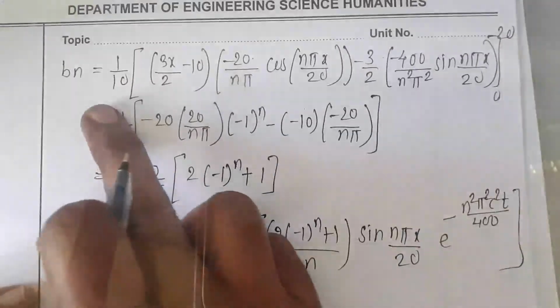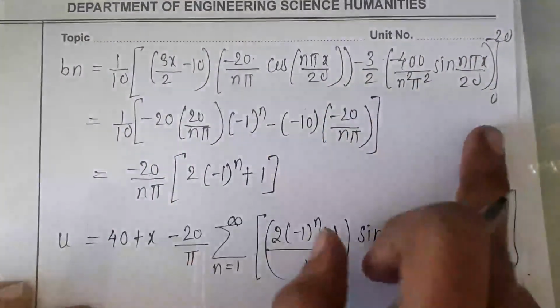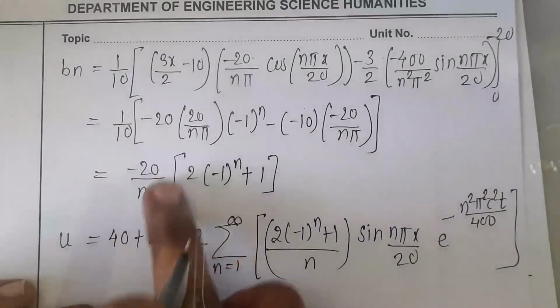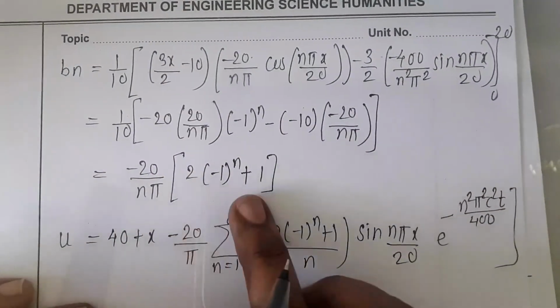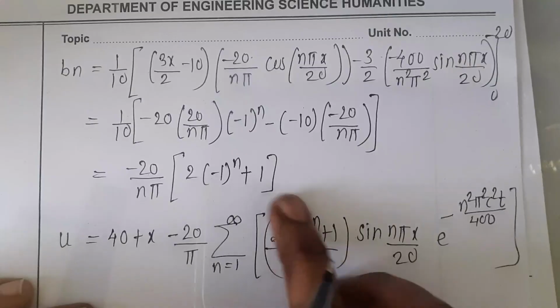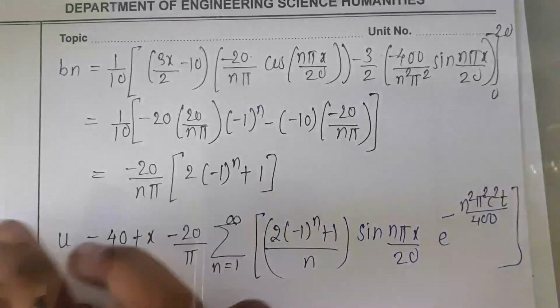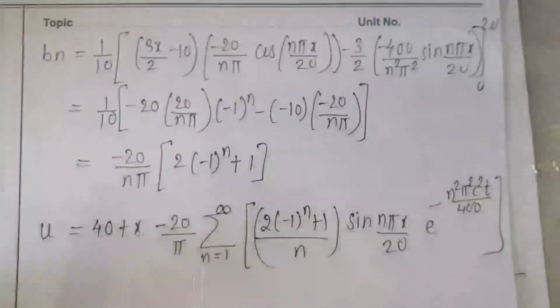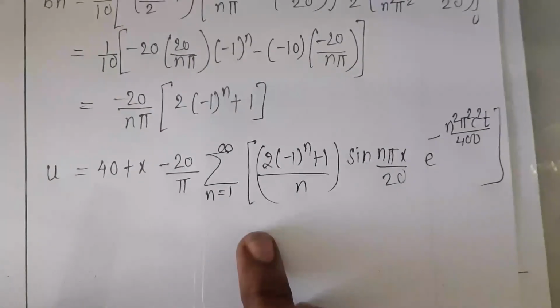Here the bn value we obtained by substituting upper limit minus lower limit, which is equal to minus 20 by n pi, 2 times minus 1 to the power n plus 1, and this we have substituted in the given solution, that is in the previous equation number 4, to obtain the final solution.